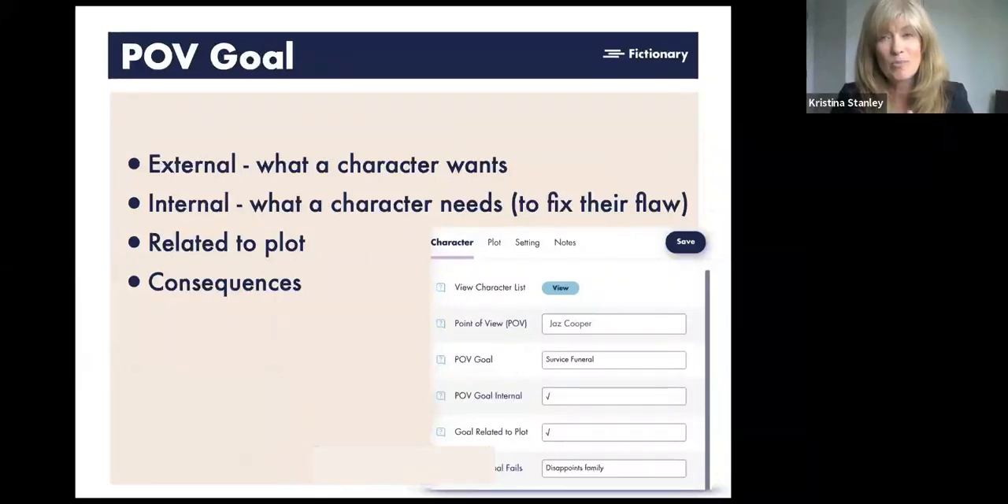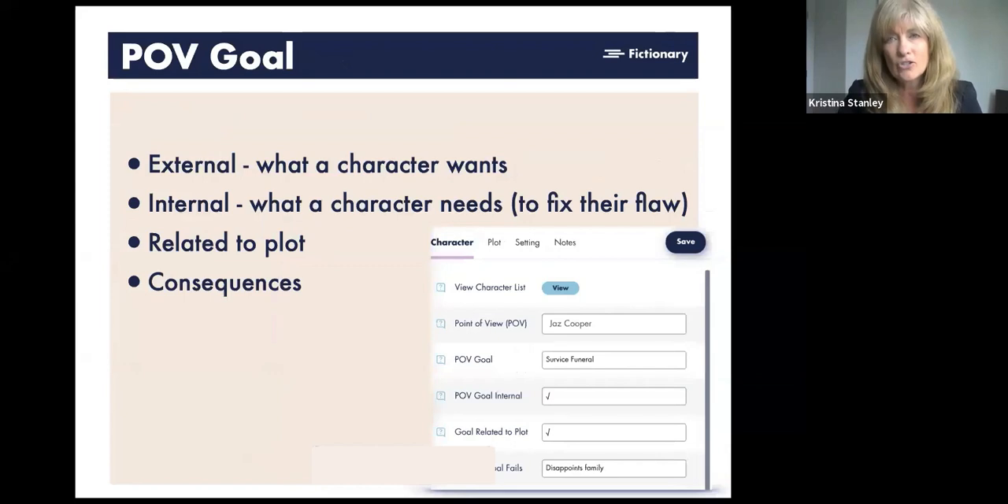Now that you know who your point of view characters are, the next thing your point of view characters need are goals. And if the character doesn't have a goal in every scene, and I mean every scene, what are they doing? They're doing nothing. Without a goal, they're doing nothing. And so nobody's going to read that scene. And they might even put your book down.